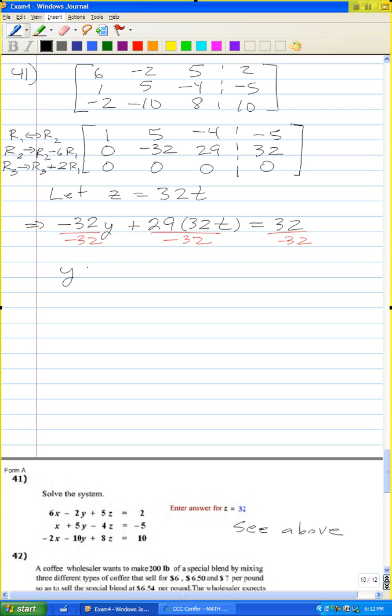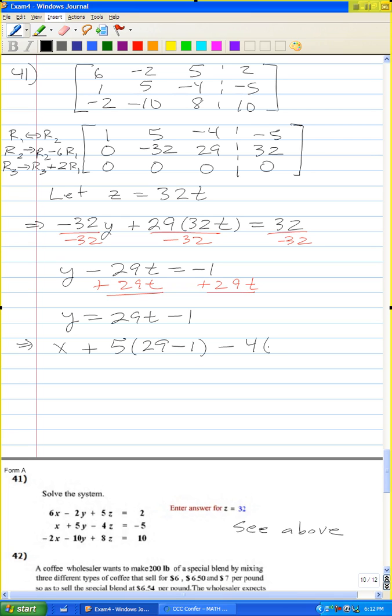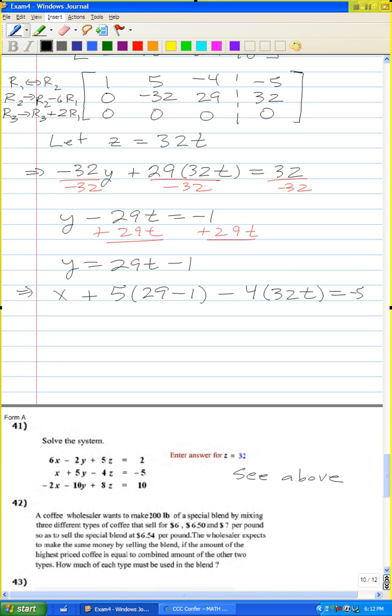And so y minus 29t is equal to -1. Let's add 29t to both sides of my equation. And so I get y equals 29t minus 1. And then lastly, let's figure out what x is. So x plus 5y minus 4z equals -5. Okay, so let's simplify that.